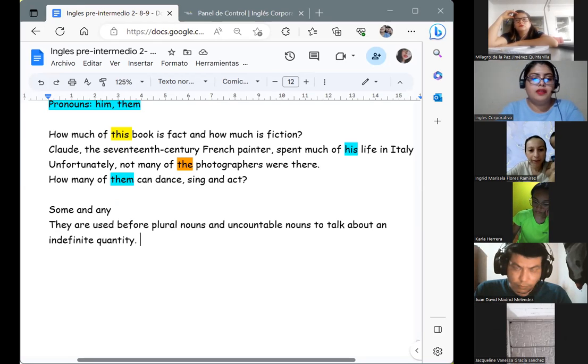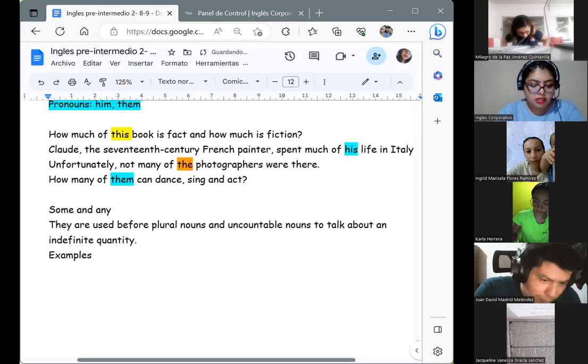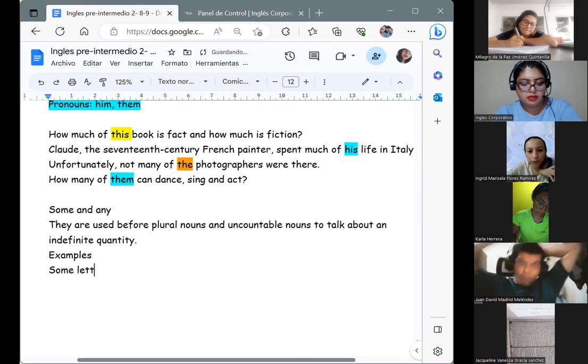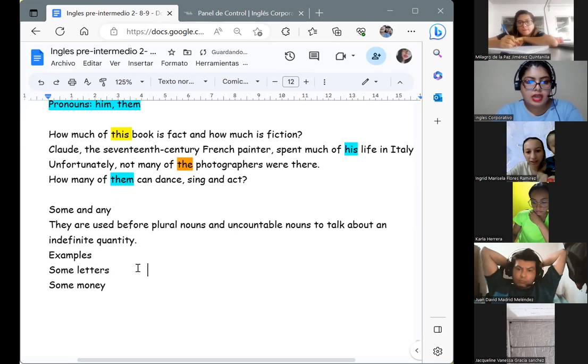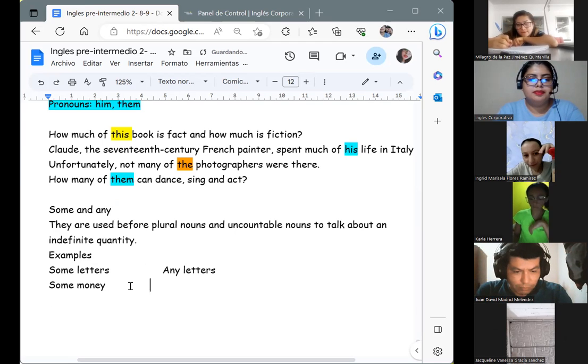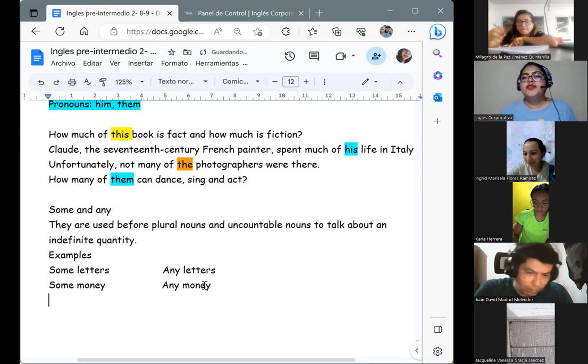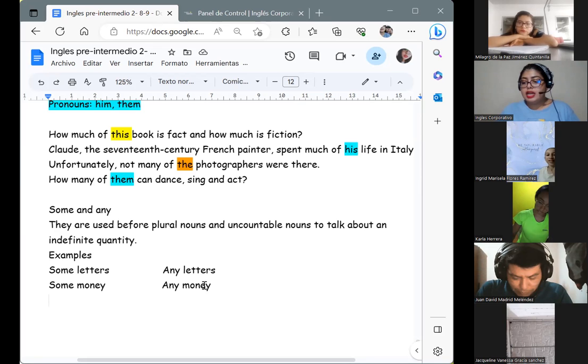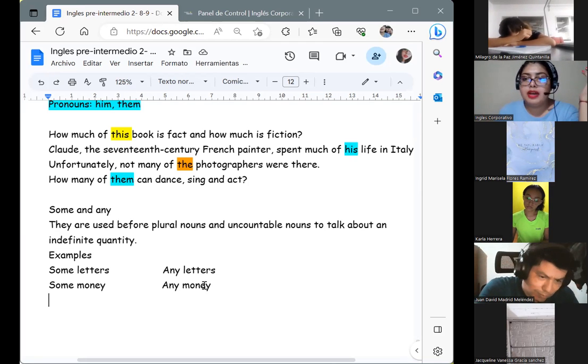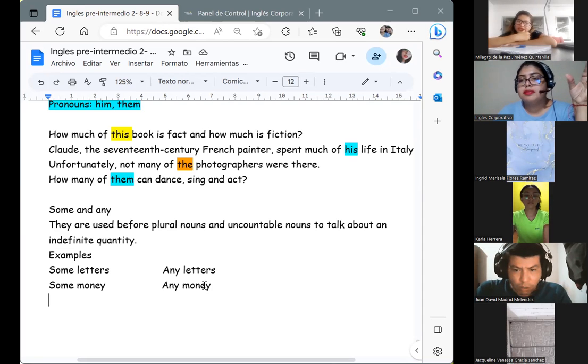So in this case, we have the following examples. We have some letters, some money, or we can use any letters, and also any money. In this case, we are not specifying how much of these things we have. We don't have a quantity word that tells me if I have 10, 12, 100, 1,000, just one letter, or if I have a big amount of money, or if I have a small amount of money.